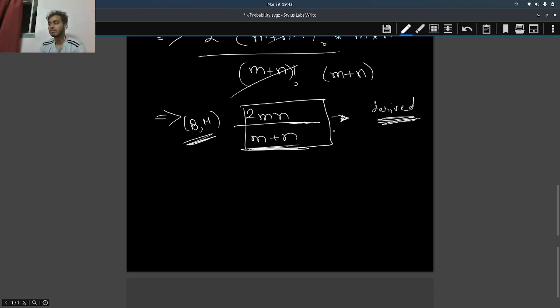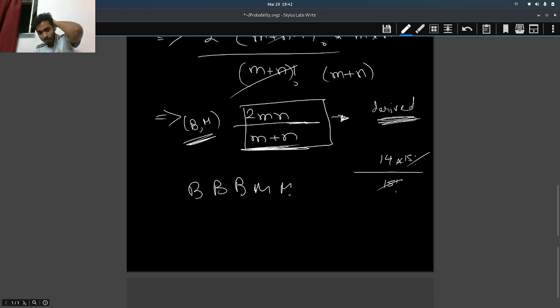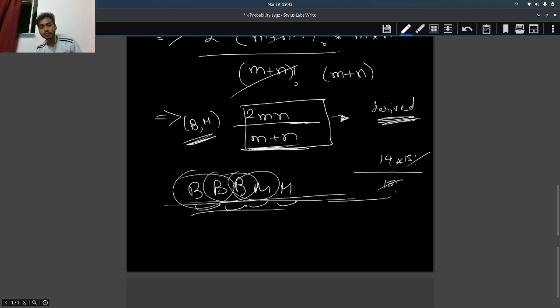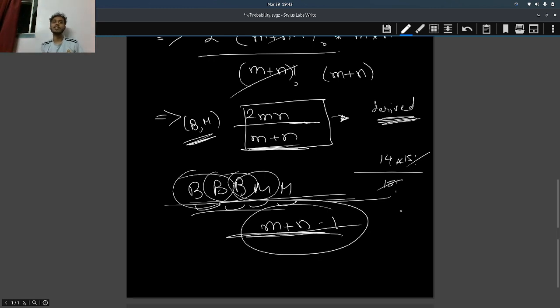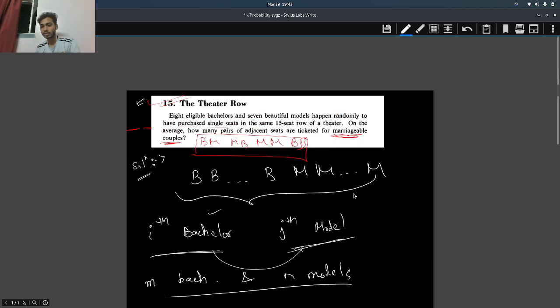Because anyone can marry anyone, and there will be 14 for each. So 14 into 15 factorial by 15 factorial. 14 means 7 plus 8 minus 1, because however you make them sit, there are 14 adjacent couples in a 15 sized row. So basically M plus N minus 1 will be the answer when anyone can marry anyone. It's the modern day marriageable couples, if we think of it like that.